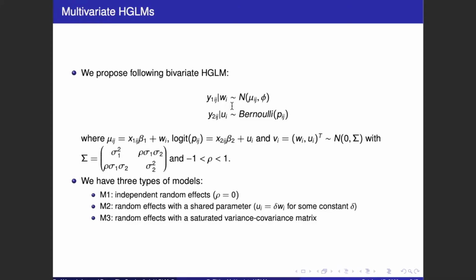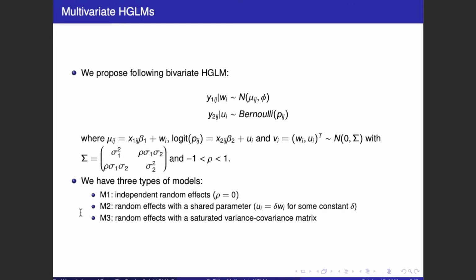Y1ig conditional on Wi follows a normal distribution with mean mu ig and variance sigma squared. And our second, Y2ig conditional on Ui, follows a Bernoulli distribution with probability pig. We can write mu ig equals x1ig beta 1 plus Wi, and logit pig equals x2ig beta 2 plus Ui. Vi, (Wi, Ui) transpose, follows a normal distribution with mean 0 and a covariance matrix like this, with -1 less than rho less than 1.